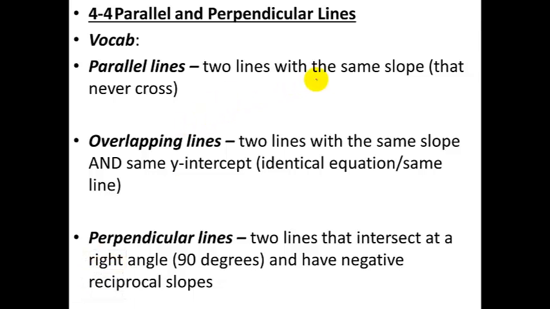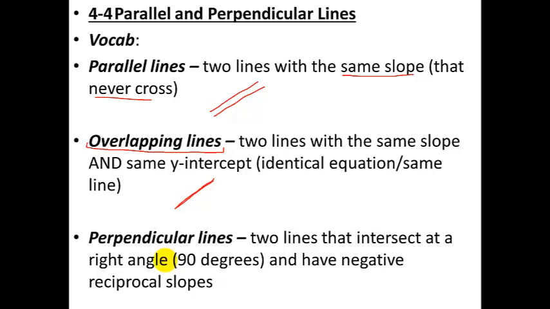Two lines are parallel if they have the same slope and they never cross, which typically means that they have a different y-intercept. That's the way that you can identify that they're not going to cross. As opposed to overlapping lines, which are also parallel, two lines with the same slope, but they actually have the same y-intercept, which means really they're not even two different lines. They're just two different equations that model the exact same line. So two parallel lines will have the same slope going in the same direction, but have different y-intercepts, whereas overlapping lines, even if the equations look different, when you actually graph them, they are right on top of each other, so they're really the same line.